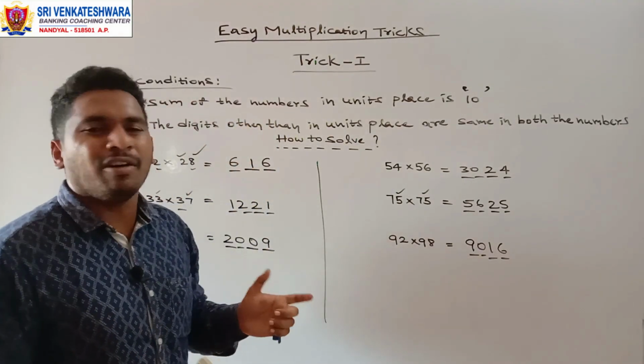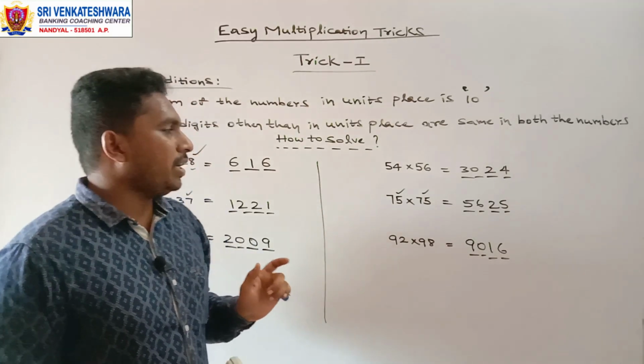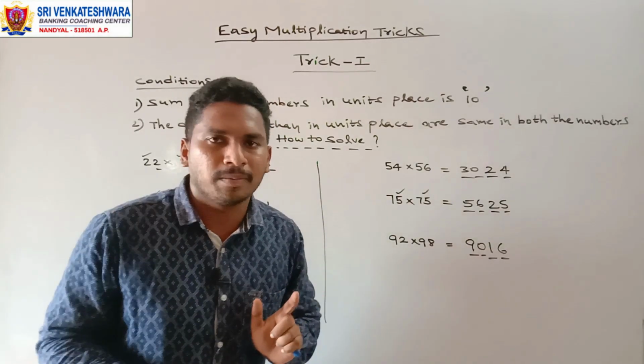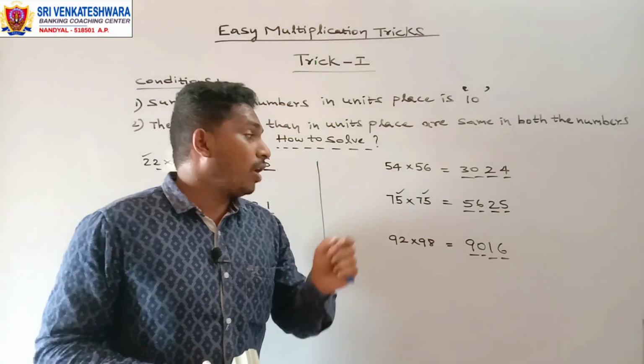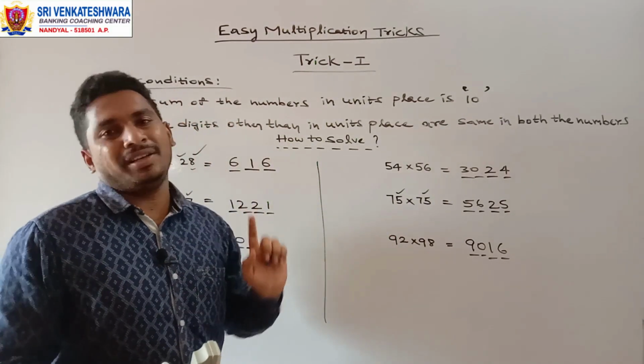So this is how very simply you can do these multiplications. It is very easy, within a fraction of 2 seconds you can easily solve them. But provided the two given numbers satisfy the two conditions.